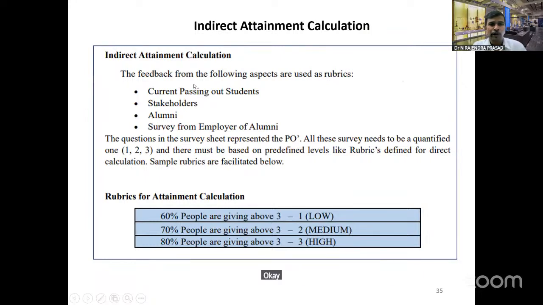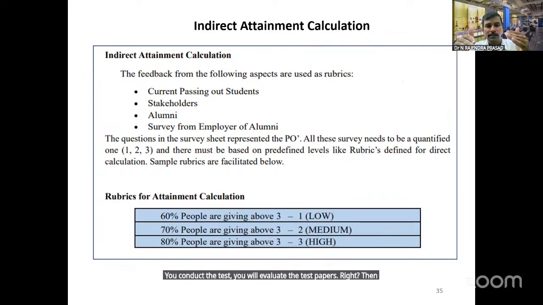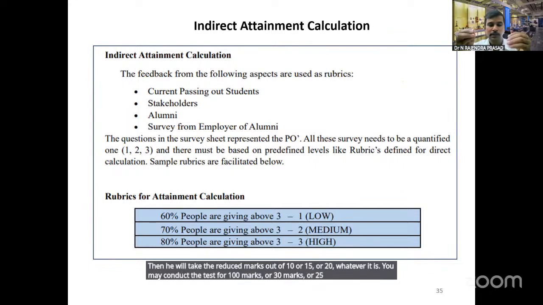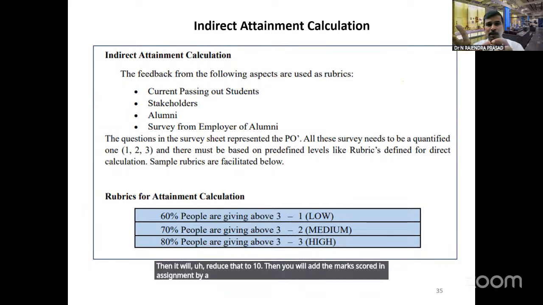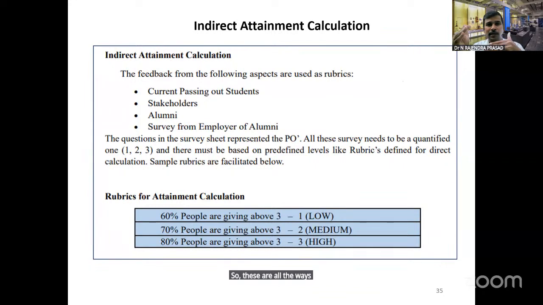Okay. How do we do the indirect assessment? In direct assessment, you conduct the test, you evaluate the test papers, right? And then you tabulate the marks. Then you take the reduced marks out of 10 or 15 or 20, whatever it is. You may conduct the test for 100 marks or 30 marks or 25 marks, then you reduce that to 10. Then you add the marks scored in assignment by a particular student. You sum up, then you submit. So these are all the steps involved in the assessment process in direct assessment.